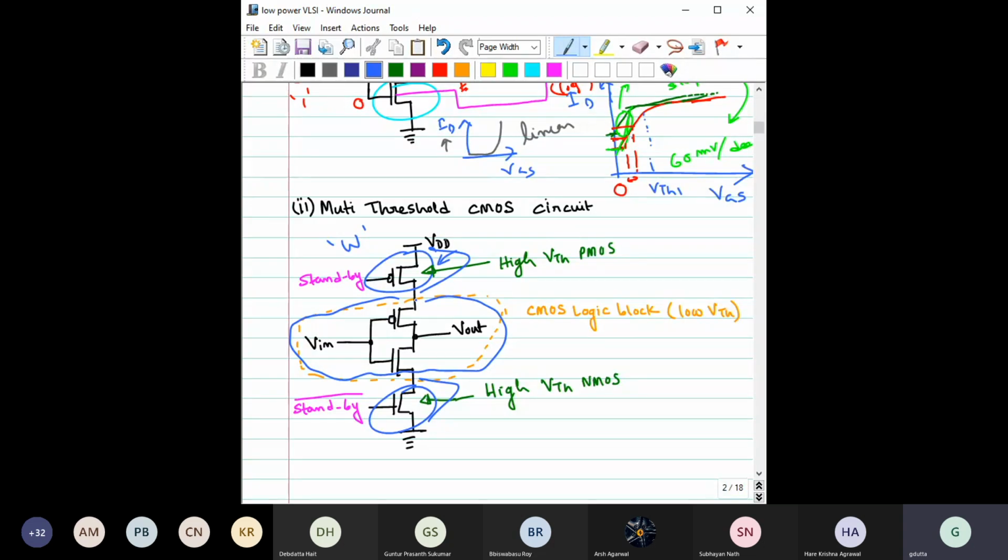So VDD is applied here. This transistor has a lower threshold voltage. So that way the delay issue from charging and discharging will not be there.